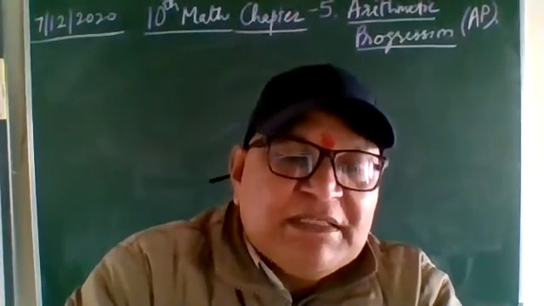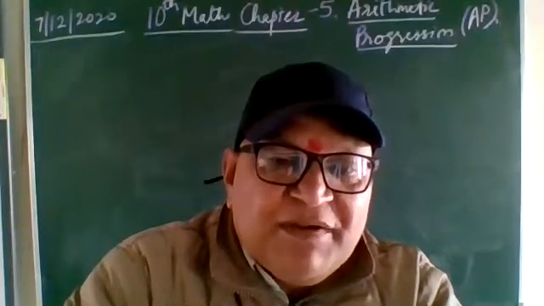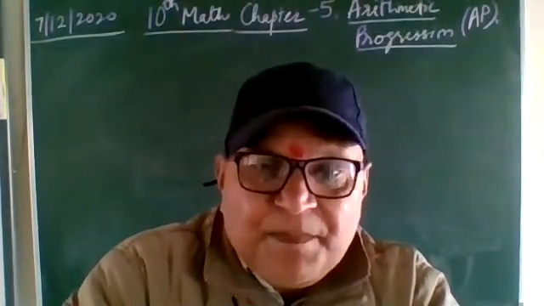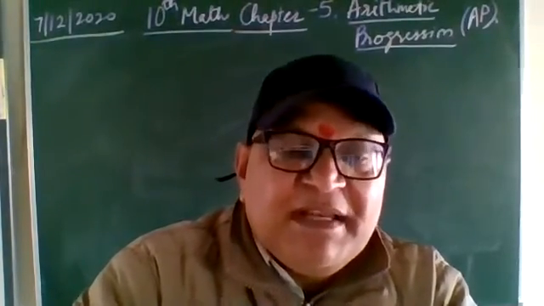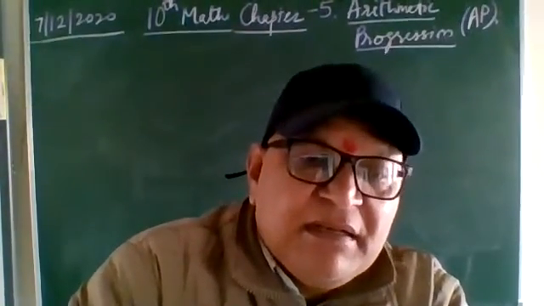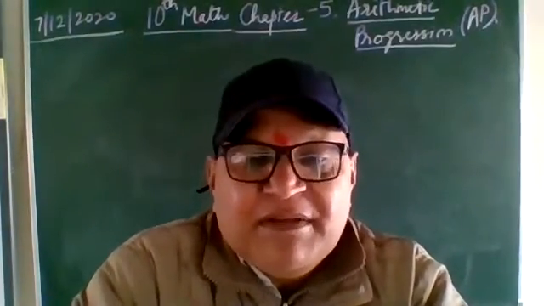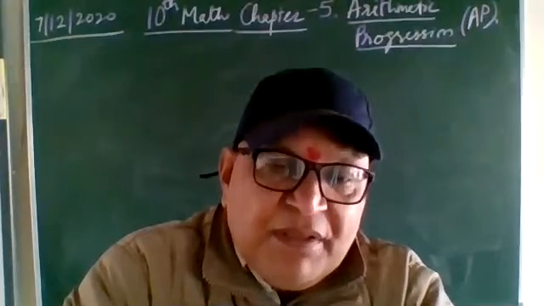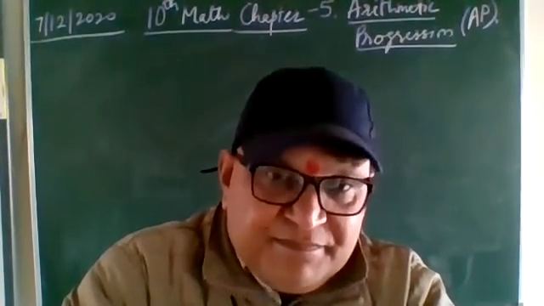If I take an example of 5, 10, 15, 20, 25, 30, you see that the difference is the same. If I take 2, 4, 6, 8, 10, again the difference is the same. If I take 1, 3, 5, 7, 9, 11, 13, you will find the difference is the same. So in arithmetic progression, the common difference is the same.